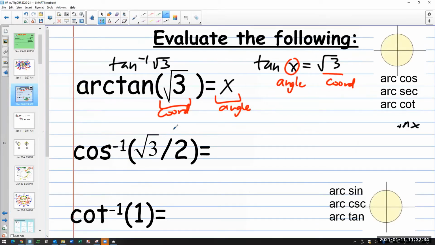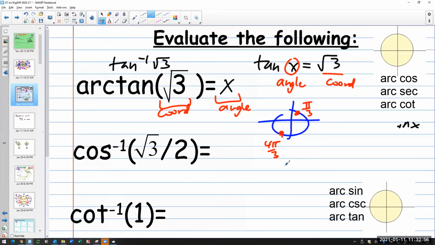I'm just kidding. Right here, guys, tangent x equals square root of 3. So think about your unit circle. Where is your tangent value square root of 3? Where is it? Pi over 3, and where else though? There's actually one other place. Is it right here? 4 pi over 3 and pi over 3.